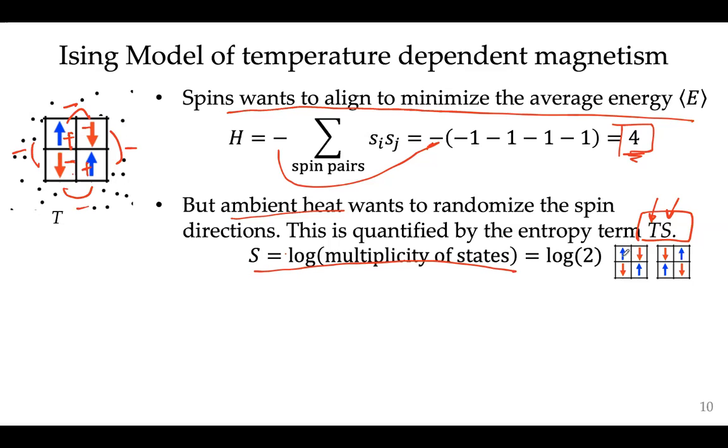So one possibility is this one: up, down, down, up. The other possibility is down, up, up, down. If you calculate the energy for each of them, it is the same, 4. You may ask, are there other possibilities like, let's say, up, up, down, down? No, for this configuration, if you calculate the energy, it's not 4. So the only possibilities for 4 spins in this lattice are 2 ways, so the entropy will be log 2.